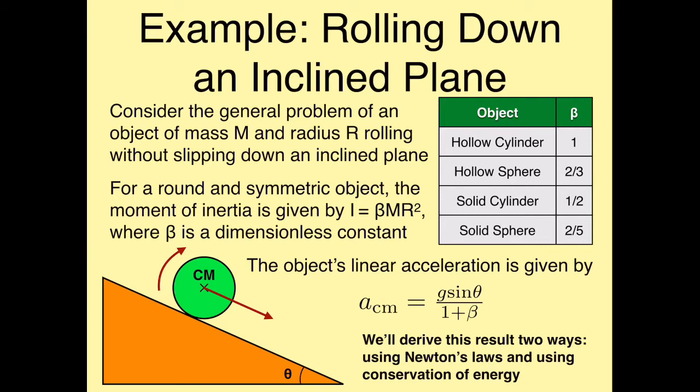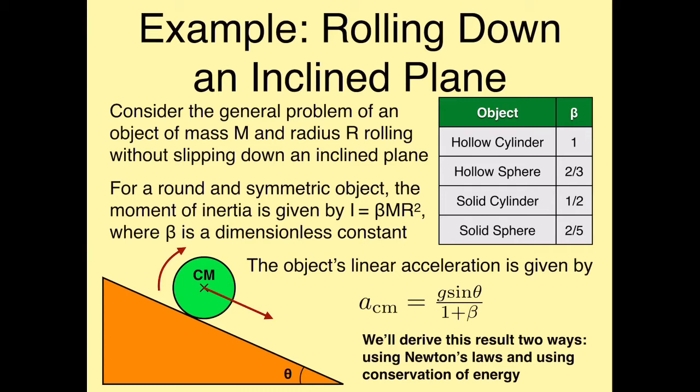And when we're dealing with a case like that, the moment of inertia is given by this general form. I, the moment of inertia, is equal to some number beta times m r squared. Beta is just some kind of number, some dimensionless constant. If we're dealing with a hollow cylinder, beta would be equal to 1, so we would have I equal to m r squared. If we had a hollow sphere, beta would be equal to 2/3, so I would be equal to 2/3 m r squared, and so on. I'm just giving you in this table different objects with different values of beta.